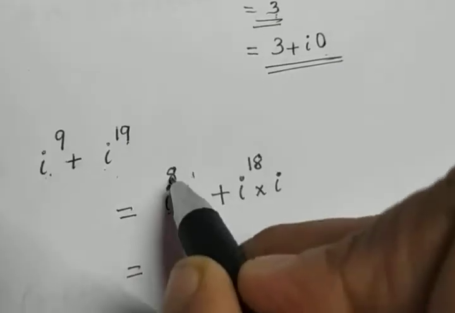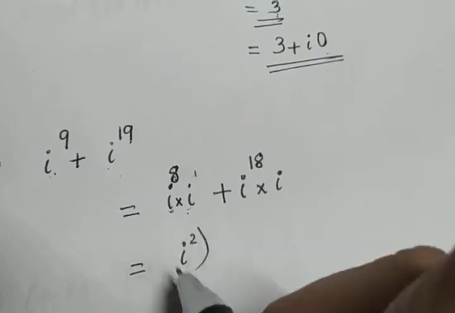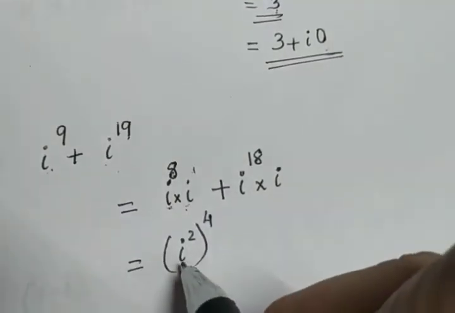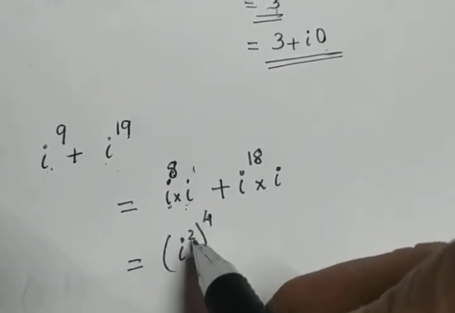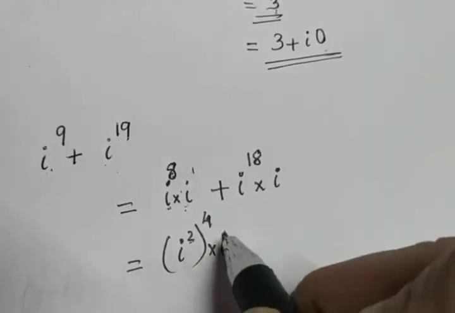And again, take the half of 8. Half of 8 is 4. So we can write i square raised to 4. I wrote i raised to 8; instead of i raised to 8, I can rewrite it as i square raised to 4. If there are two powers, the procedure is we will multiply 2 into 4, giving you 8. Into i will be the first term.